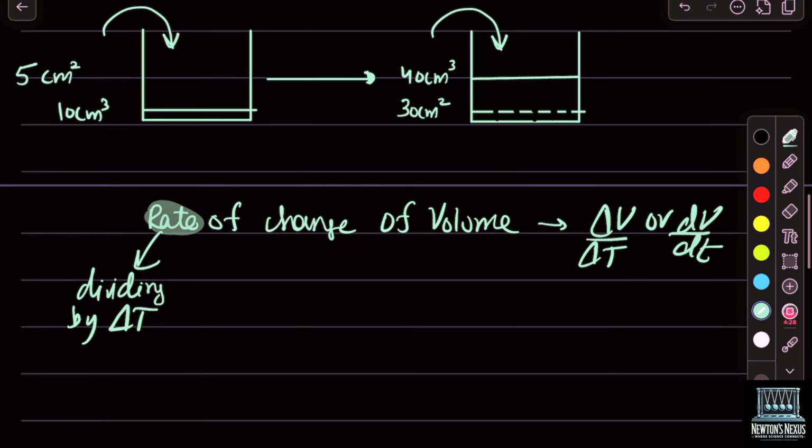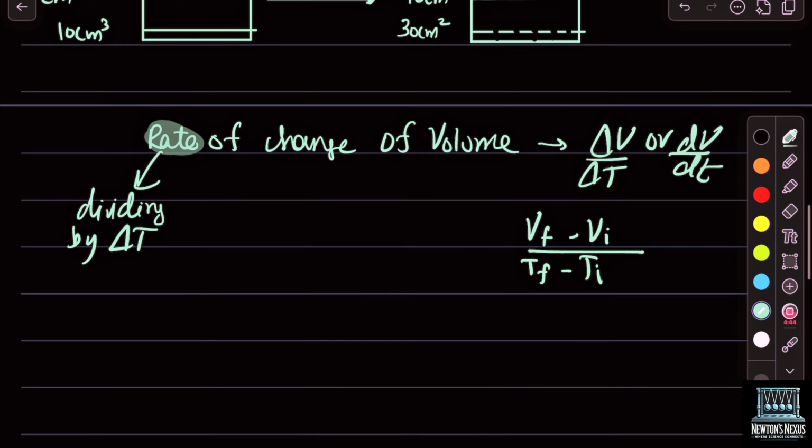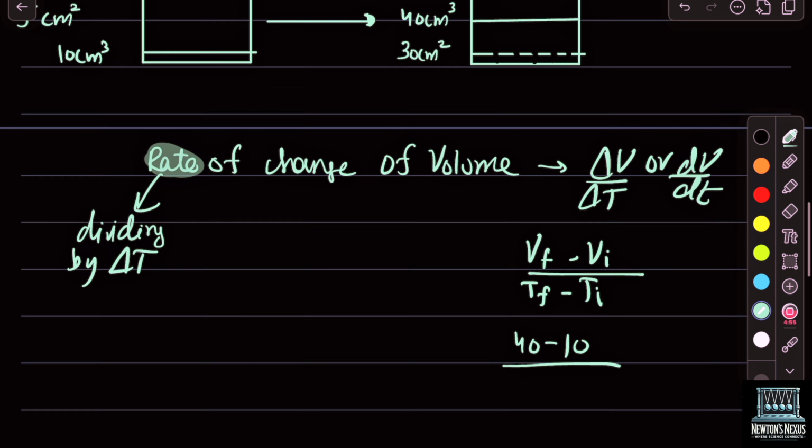So what's our change in volume? Our initial volume was 10 and our final volume was 40. Delta v upon delta t means final volume minus initial volume, divided by final time minus initial time, or tf minus ti, where f means final and i means initial. So our final volume was 40 and our initial volume was 10, divided by our final time of 5 seconds and our initial of 0. So it comes out to be 30 upon 5, which is 6.